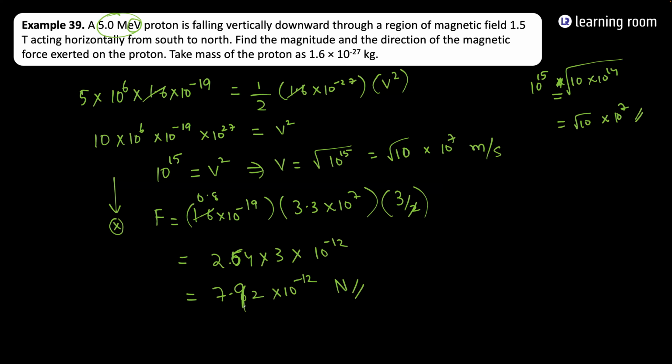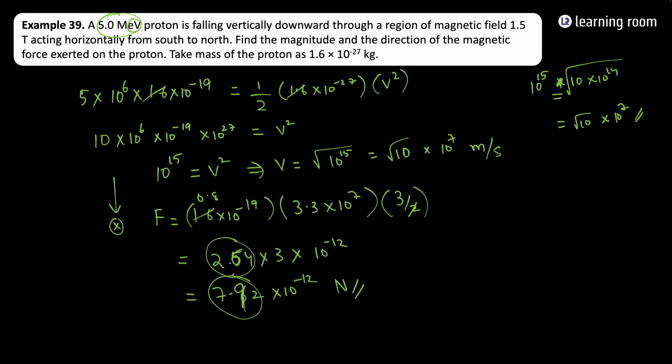Right. Are you all copying it? But they ask the direction also. Right? So the correction that we have made here is 0.3 into 3.3 is 2.64. And 2.64 into 3 is going to be 7.92.